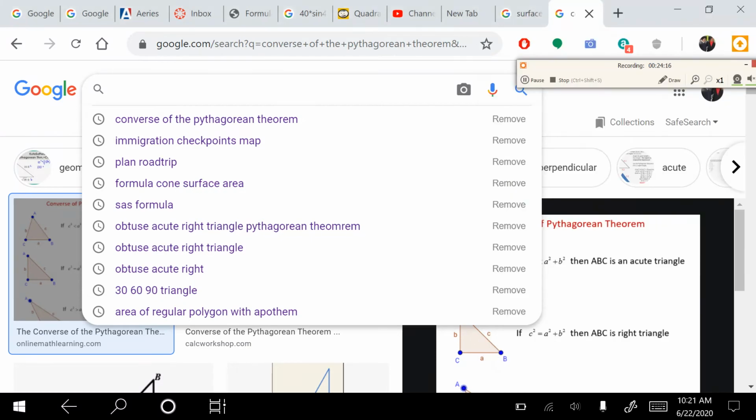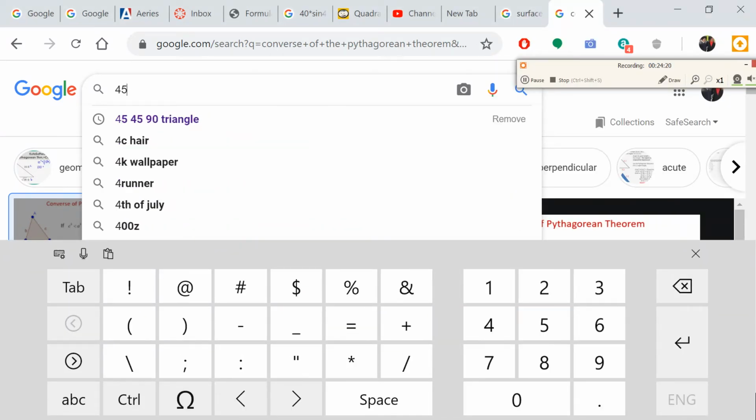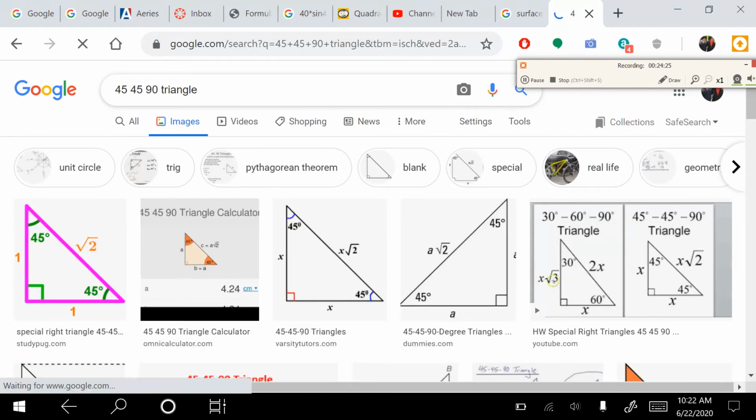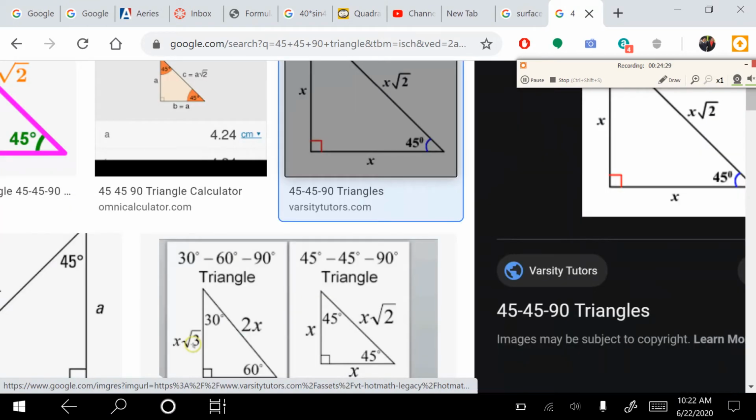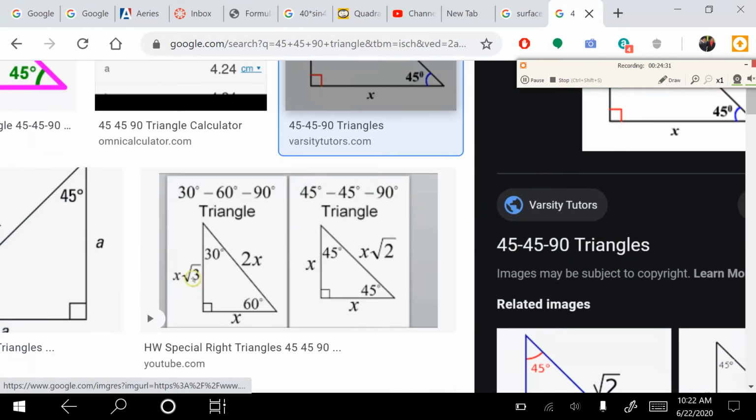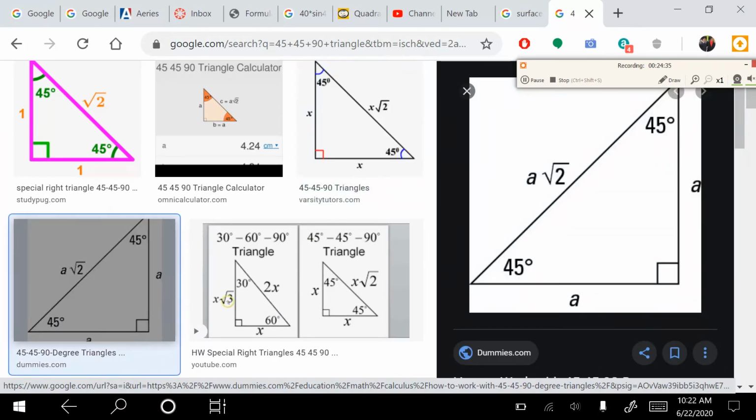Okay, let's see. So if I type in 45, 45, there it is already. Then it gives you this right here. It gives you different pictures that you can use.